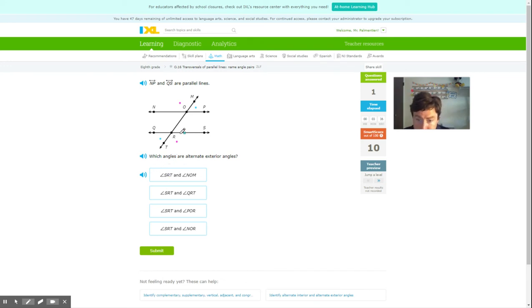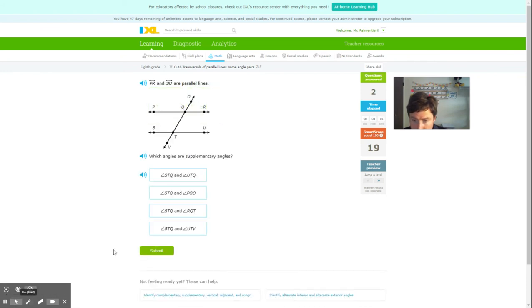So you're going to look here. SRT, so I'm on this one, and then NOM. They both fall within, watch, so that's SRT and then NOM. Now, if you look inside their angle, they both have that pink dot. So right away, I found my right answer. Sometimes it's going to be that quick. Other times it won't be.